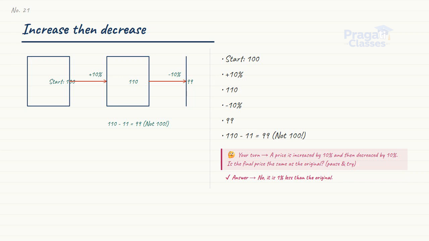Here's one for you: a price is increased by 10% and then decreased by 10%. Is the final price the same as the original? Pause the video and work it out. Ready? No, it's 1% less than the original. The numbers don't cancel out because the second percentage bites into a bigger amount.